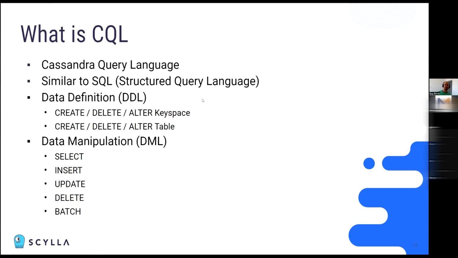CQL, which I'm going to be showing you in just a bit, is the Cassandra query language. So we use it with ScyllaDB as well. We inherited that from Cassandra. We made some changes, but basically it's quite the same. It's similar to SQL, which you probably know, but there are some differences. It has what you would expect from a query language, things like create, delete, and alter for a keyspace or a table, and also things that deal with data manipulation, select, insert, update, and so on.